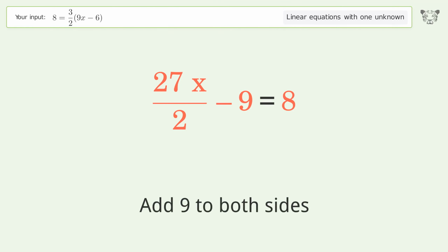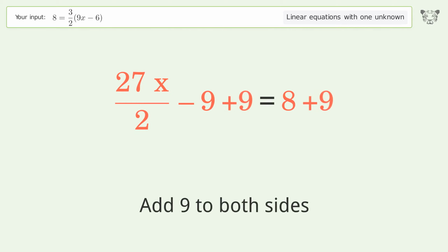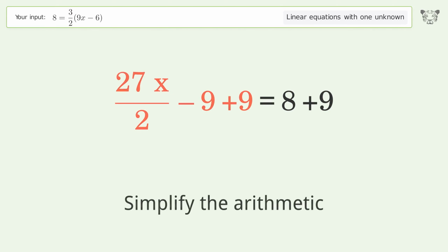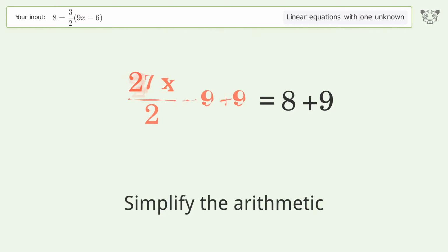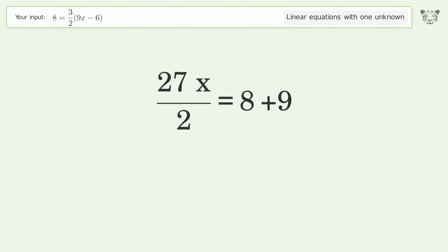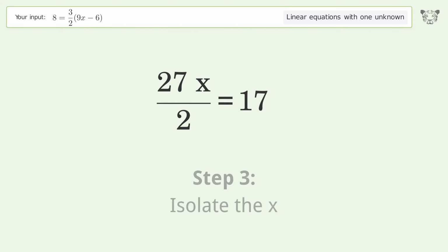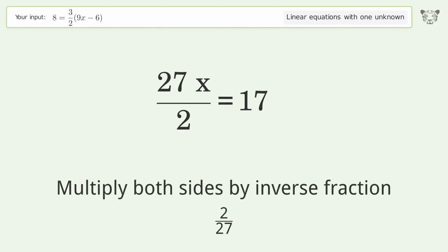Add 9 to both sides. Simplify the arithmetic. Isolate the x. Multiply both sides by inverse fraction 2/27.